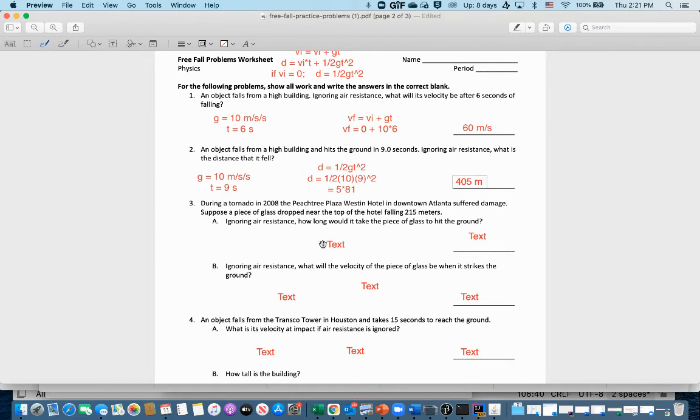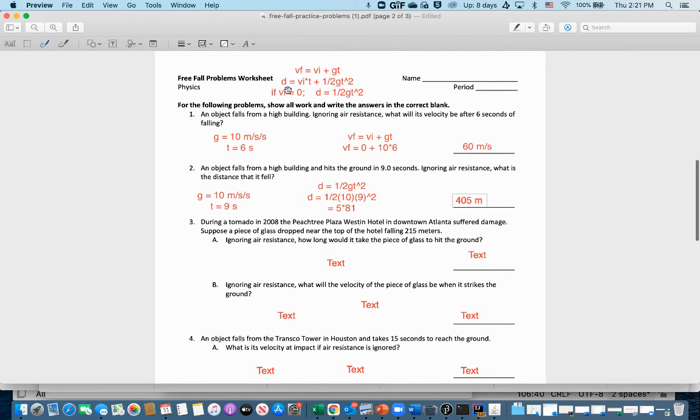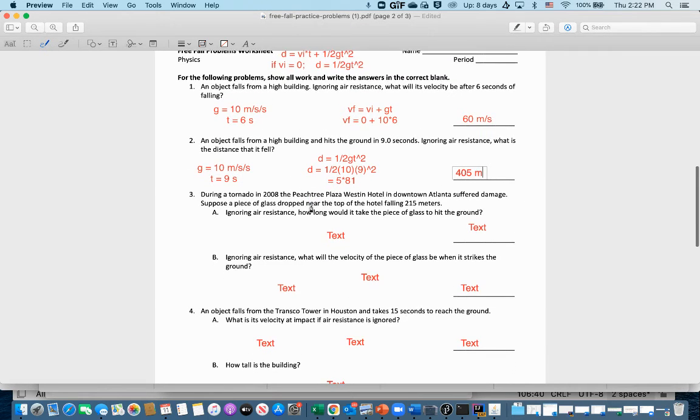All right. So again, identify what we have. Look at the equations. We're looking for distance. So this is the only equation with distance. This is the only equation with v final, right? They both have gravity and time. So we just need to identify which one we're looking for here.